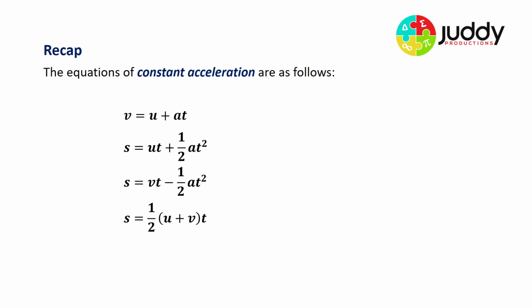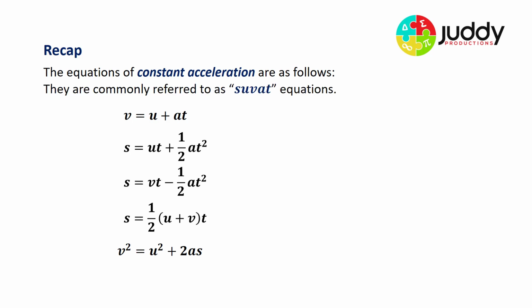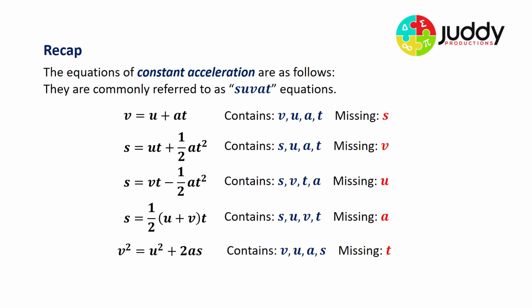Our fourth equation, S equals a half in brackets U plus V, close brackets, times T. And finally, V squared equals U squared plus 2AS. These 5 equations are commonly referred to as the suvat equations, taking the 5 symbols S, U, V, A, T. Now, a quick look, please.